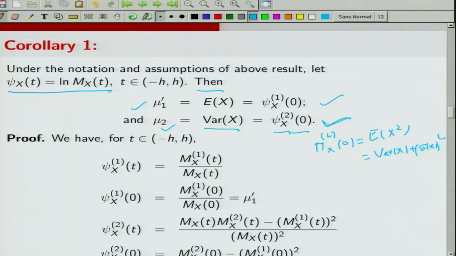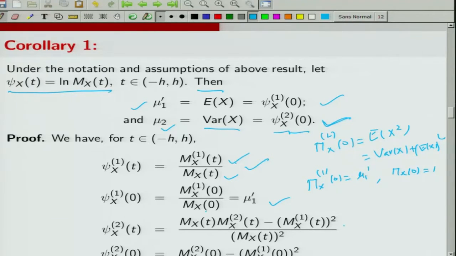I try to differentiate psi_X(t). Psi_X'(t) is 1 upon M_X(t) into M_X'(t). That was the psi_X(t). Psi_X'(0) is M_X'(0) divided by M_X(0). M_X'(0) we have seen is nothing but mu_1 prime, and M_X(0) we know is 1. So that gives me mu_1 prime.